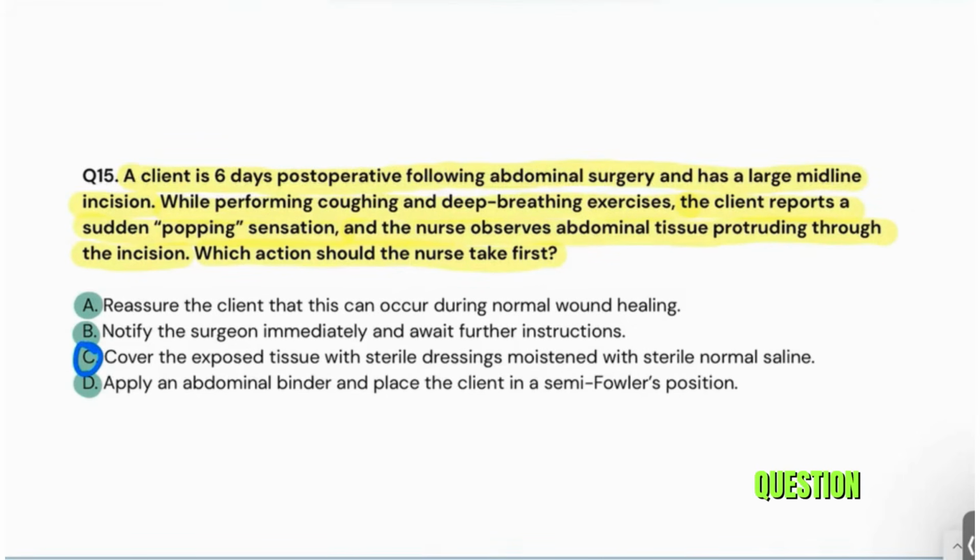The correct answer for this question is letter C. This is evisceration. Protect exposed organs from drying and contamination immediately. Letter A is incorrect because evisceration is never normal healing. Letter B, notifying the surgeon after protecting the tissue, is necessary. Letter D is also incorrect. Never apply pressure with an abdominal binder. Let's go to the next question.